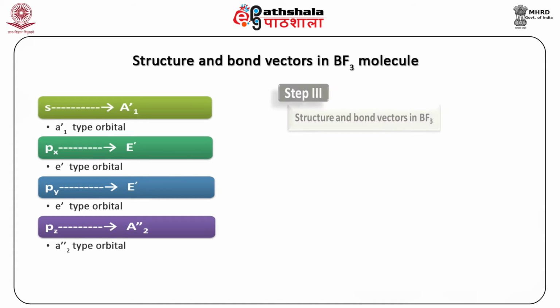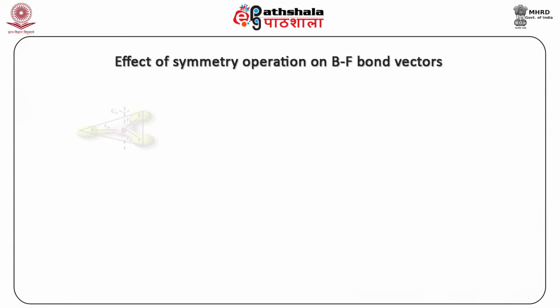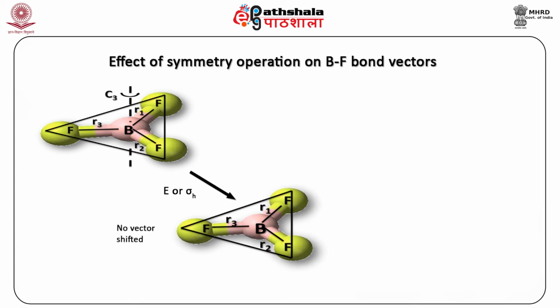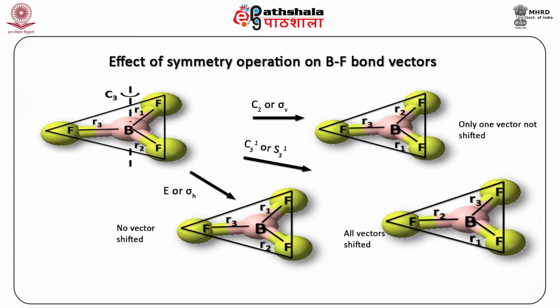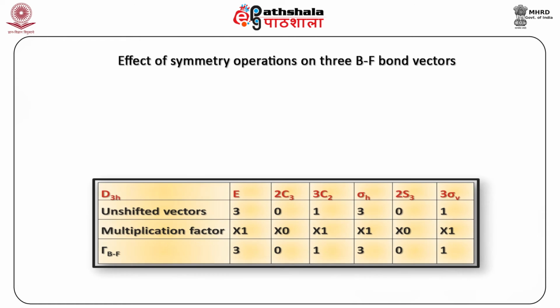Step 3 is the structure and bond vectors in BF3, which is as shown. Similarly, the effect of symmetry operations of the D3h point group on the three B-F bond vectors is as shown in the figure. Finally, the results of symmetry operations of the D3h point group on the B-F bond vectors are summarized in the table.